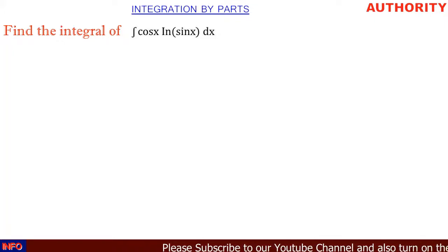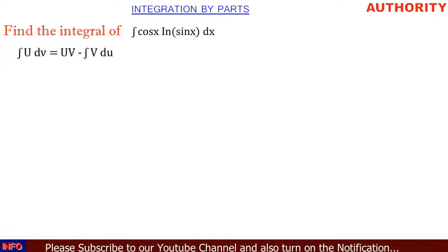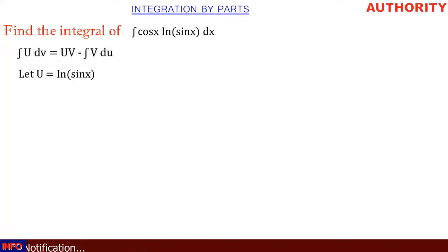So we're going to make use of integration by parts. We're going to make use of the formula that says the integral of u dv is equal to u times v minus the integral of v du. All right? So here, let's try to identify u and then dv. We can simply say let u equal to ln sin x.